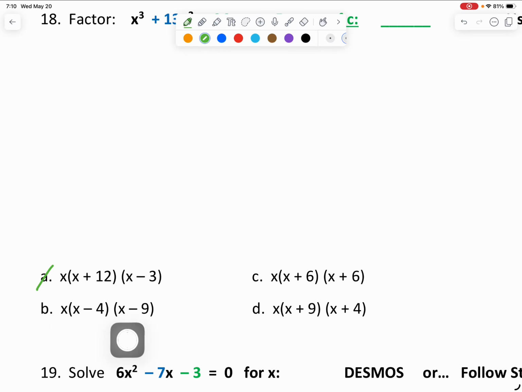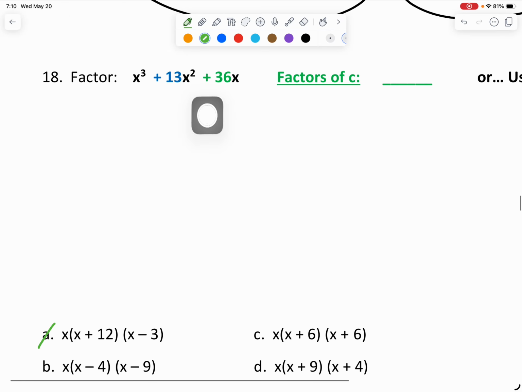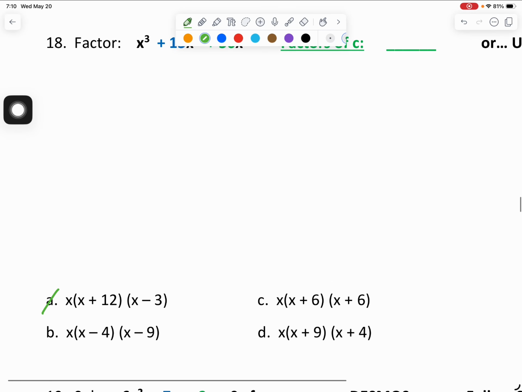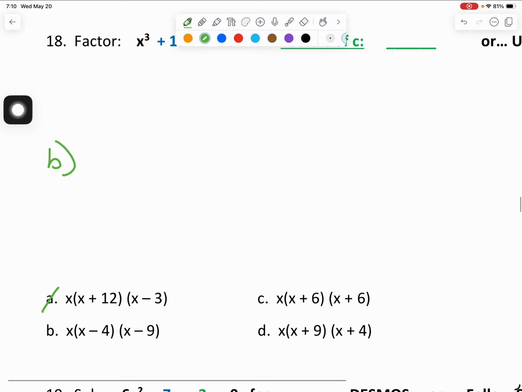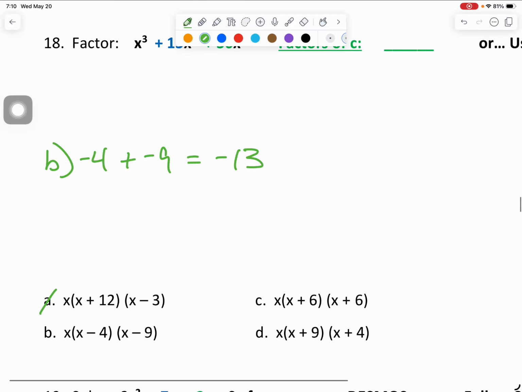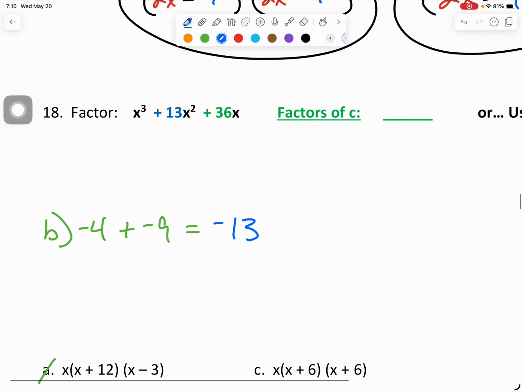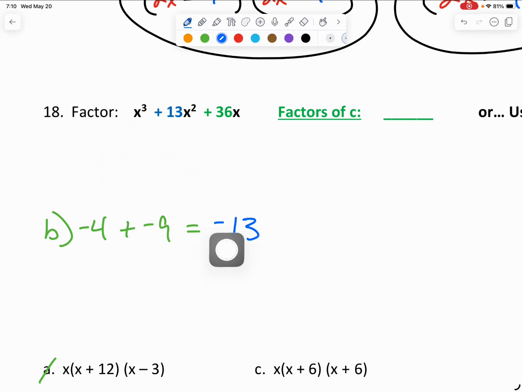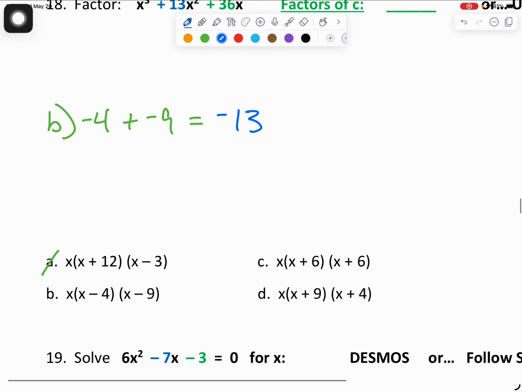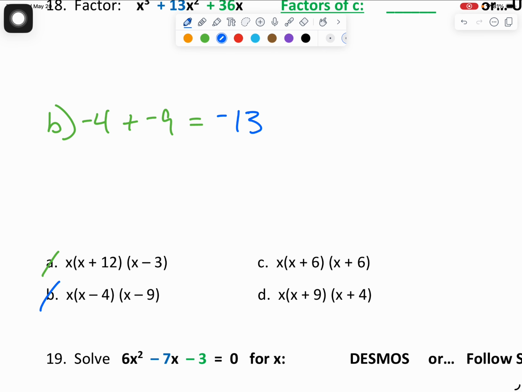Negative 4 times negative 9. Oh, well, that's a positive 36. I'm going to put answer choice B here. But if we did negative 4 plus negative 9, that equals negative 13. Let me put that in blue. Does it equal a positive 13? It does not. Get rid of B.